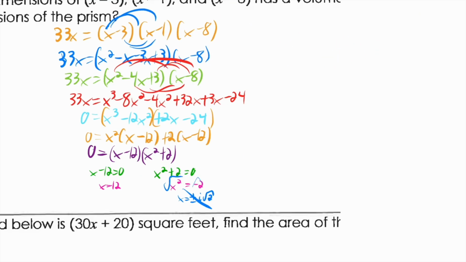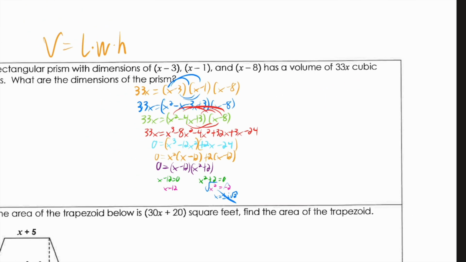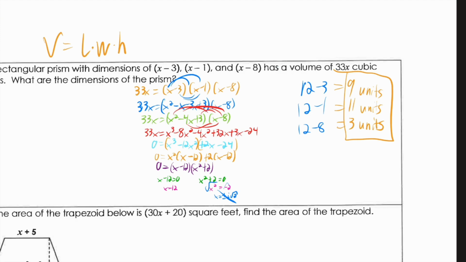So x equals 12. Whew. So now I need to find the dimensions by plugging 12 into each of these 3 sides. So 12 minus 3, 12 minus 1, and 12 minus 8. That'll give me the results of 9, 11, and 3. So it is 9, whatever units we're using, 11, whatever units we're using, and 3, whatever units we're using. It doesn't specify, so I'll just say units. That is a beefy problem for sure.